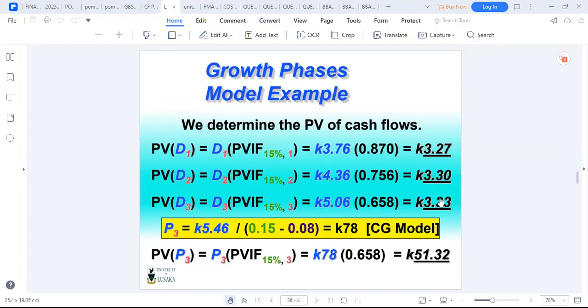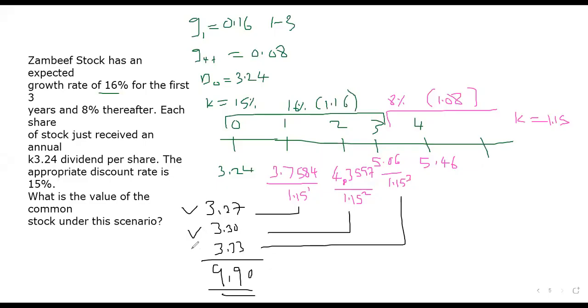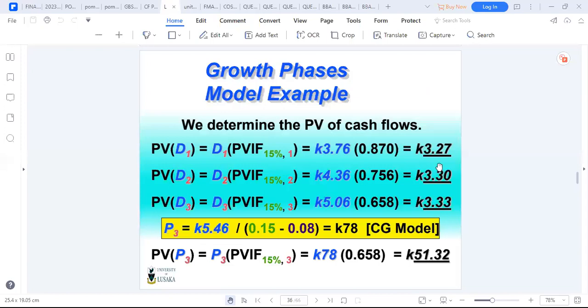3.27, 3.30, and 3.33. Is that what we got? So this is exactly what was found here. This is for phase 1. Are we together? Yes. Then what do we do in phase 2?